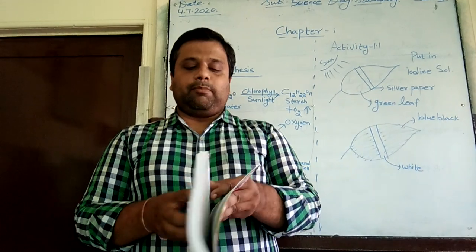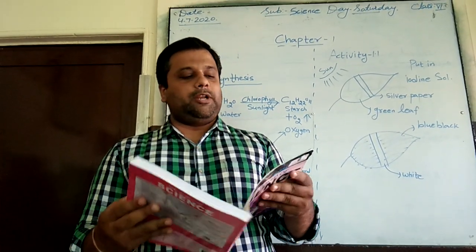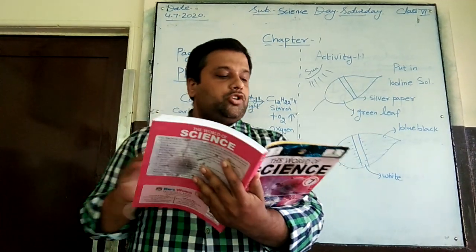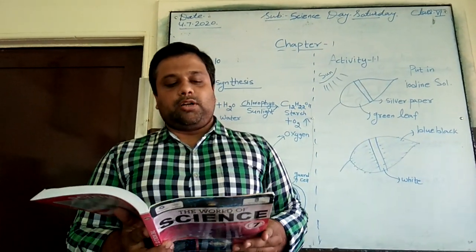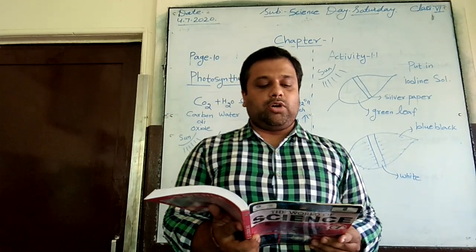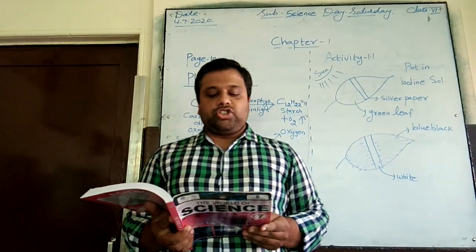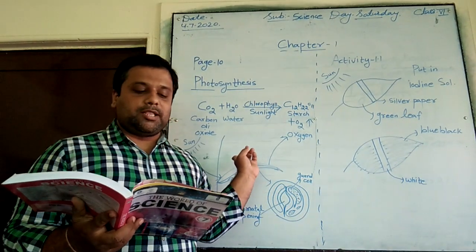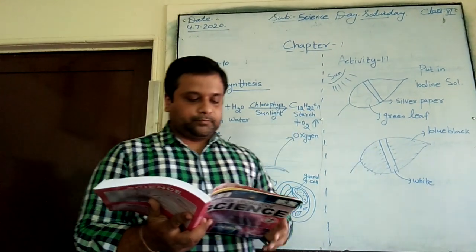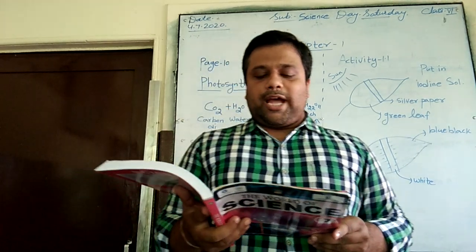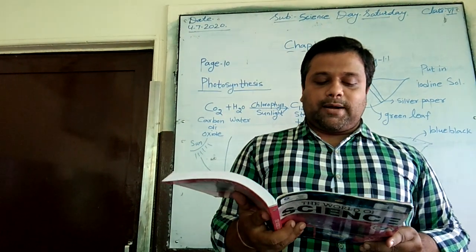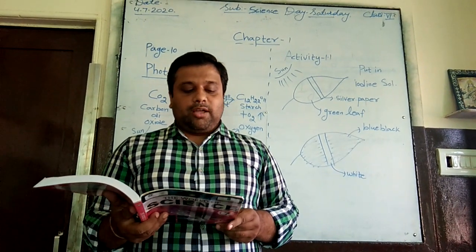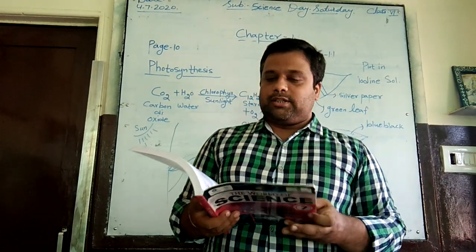In this chapter, I will read for you whatever is written. Now, using carbon dioxide and water, starch is produced as food, stored in various parts of the plant, and oxygen is released. The reaction which takes place during photosynthesis is given as follows. The process uses the energy in light to convert water and carbon dioxide into carbohydrates, called starch, and oxygen is released. This is called photosynthesis.